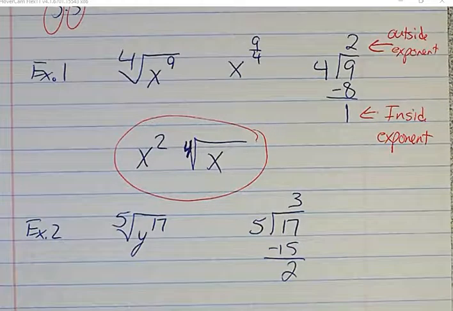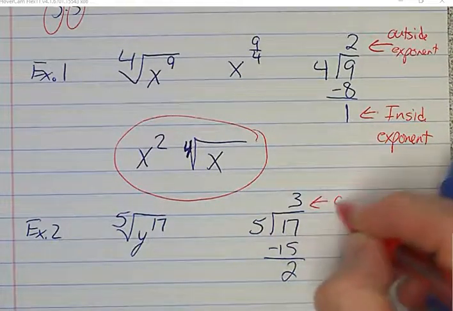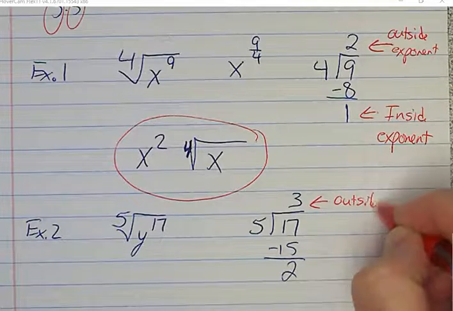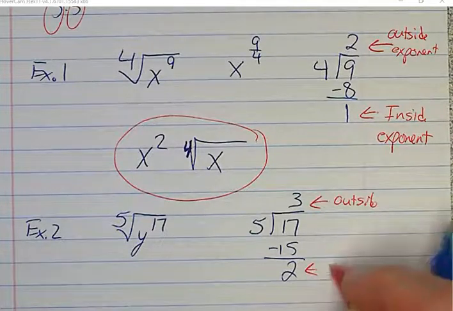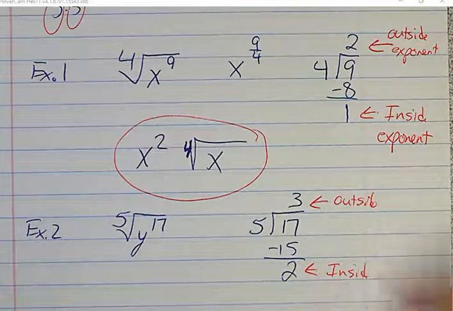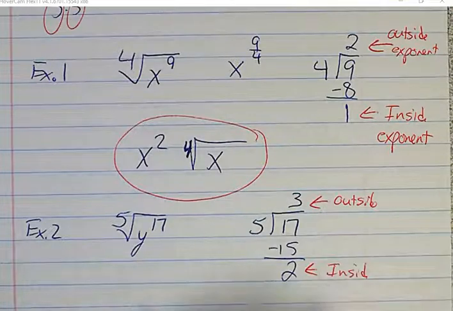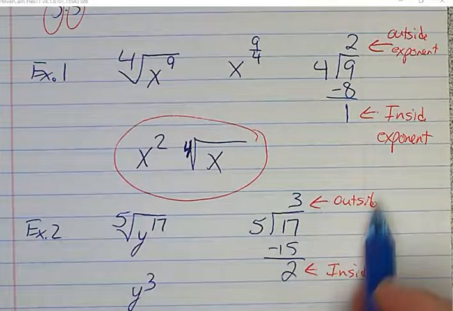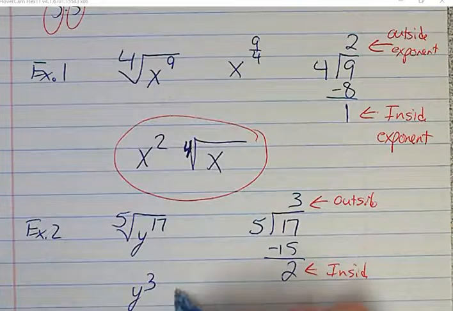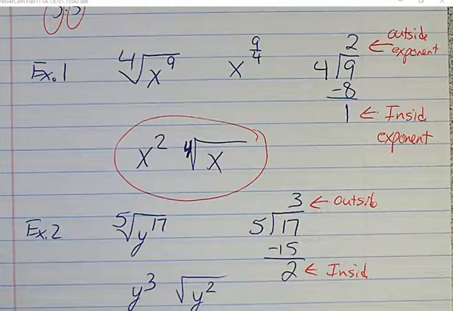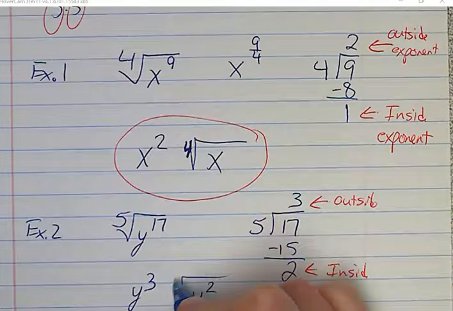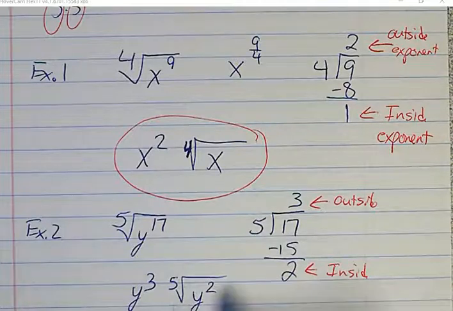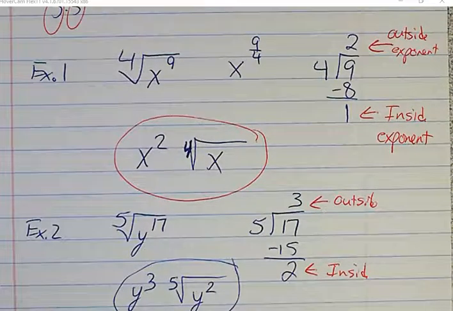So when we rewrite it, we need the exponent of 3 on the outside and the 2 that's left over on the inside. So the final answer would be y to the 3rd on the outside, and on the inside we're going to need y squared. And again, it was the 5th root, or the index of 5, so make sure you go back and put a 5 in your index there.